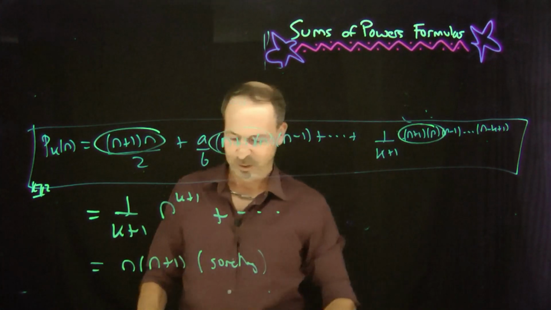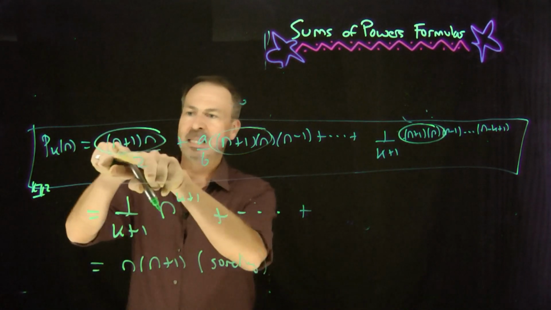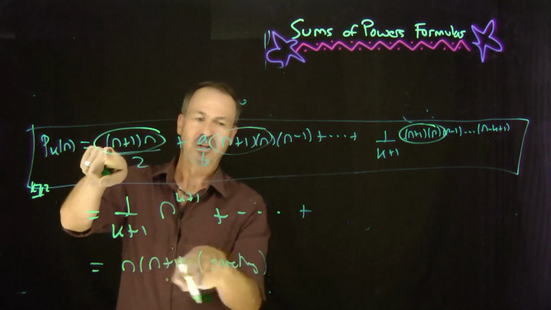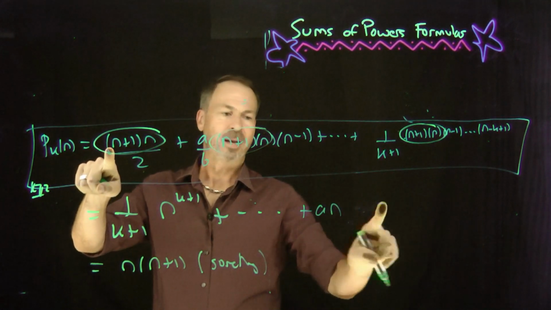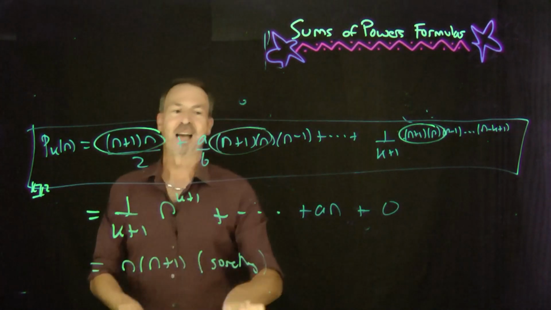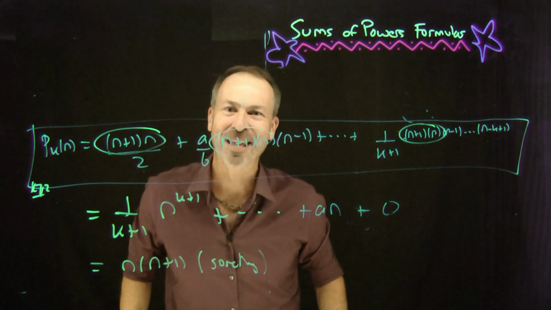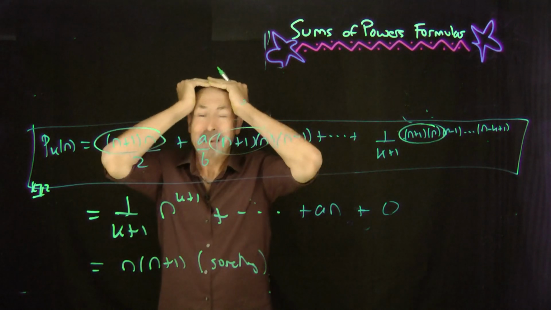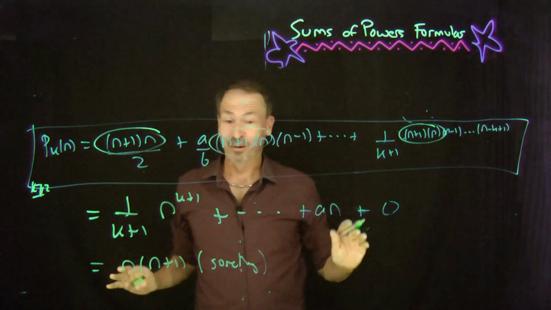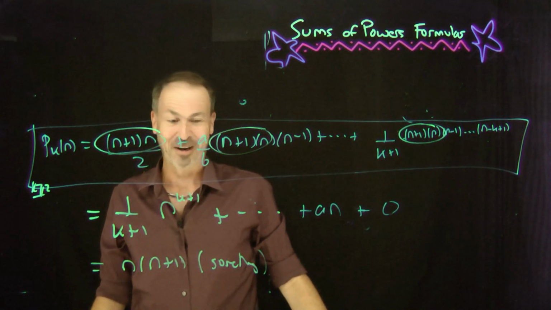My brain was racking around. What's the final term? Well, you see it's a factor of n. There's no constant term. It must end at a times n and then 0. n is a factor. There is no constant term. Everything is falling into place. And that is a means to calculate these things, which is kind of crazy and amazing and wondrous. You've got to kind of love it.